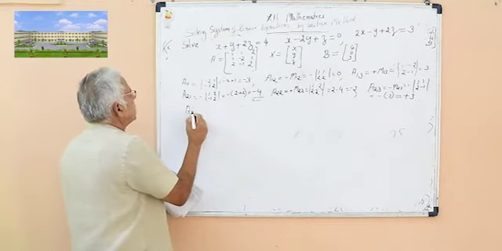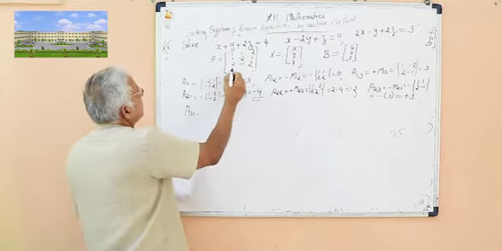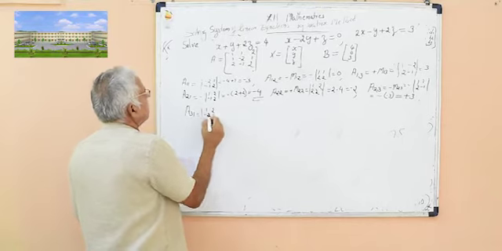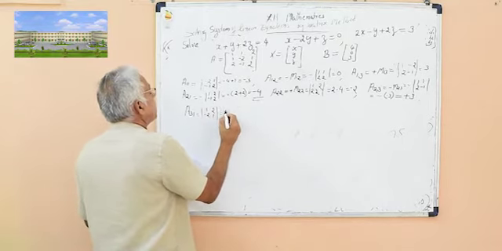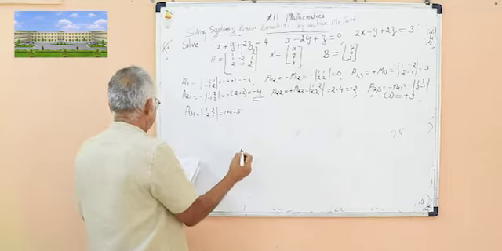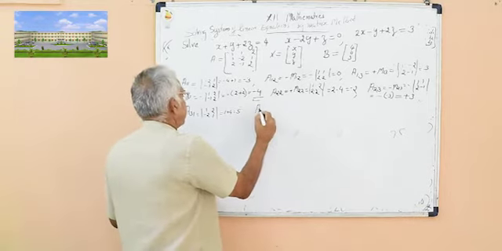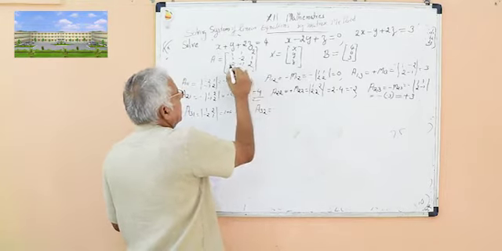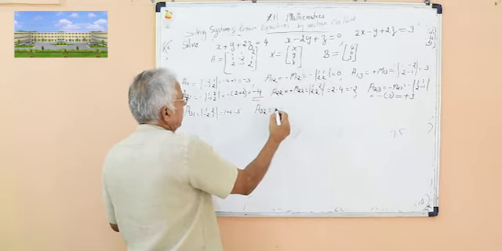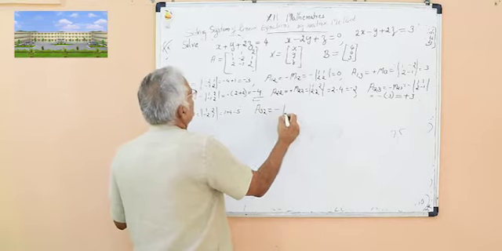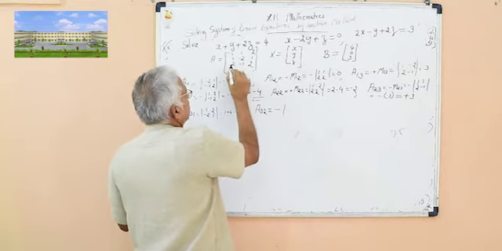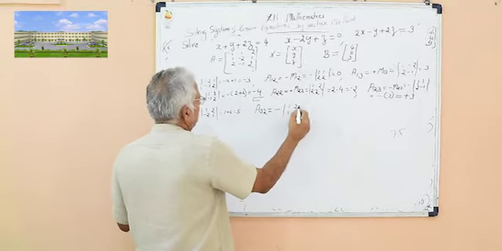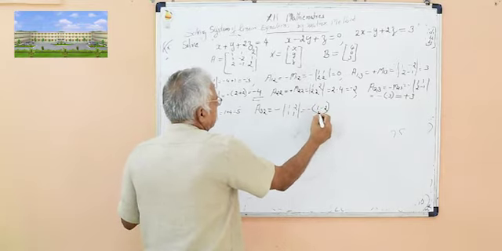Again, the cofactor of the element A31 has a positive sign. Delete the third row and the first column: 1 into 1 minus 2 into minus 2, which is 1 plus 4, equal to 5. Again, A32 is negative. Delete the third row and the second column. Then we get 1 into 1 minus 2 into 1, which is 1 minus 2, equal to minus 1.